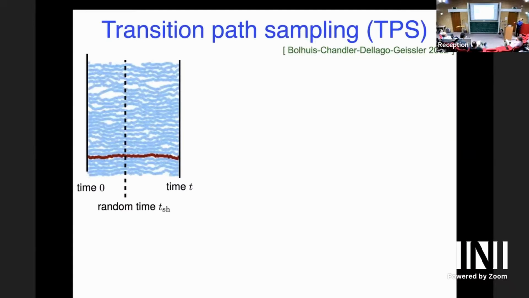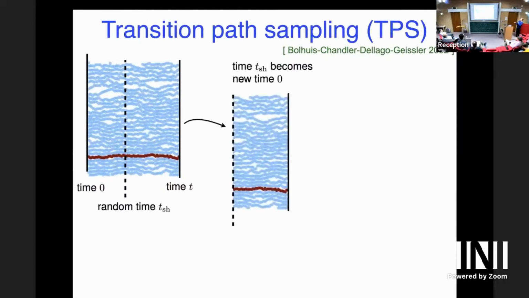So suppose this is my trajectory from time 0 to time t. I always have this finite trajectory in mind. I pick some random time, which I'm calling the shifting time, which I indicate by this dashed line. And then what I do is I move the shifting time to time 0. So this dashed line goes to here. This piece of the trajectory goes here, and I put it now at the beginning instead of being at the end.